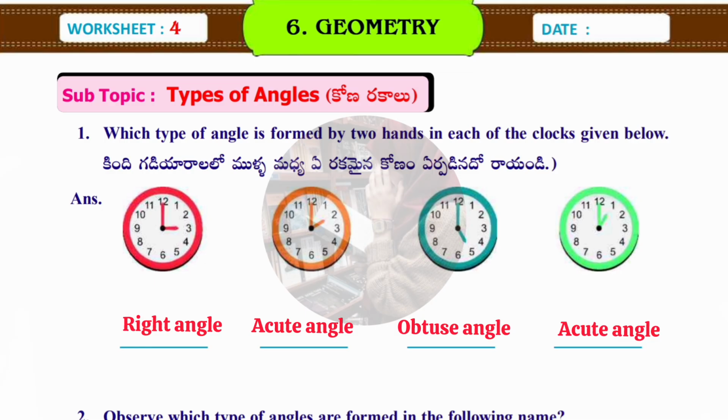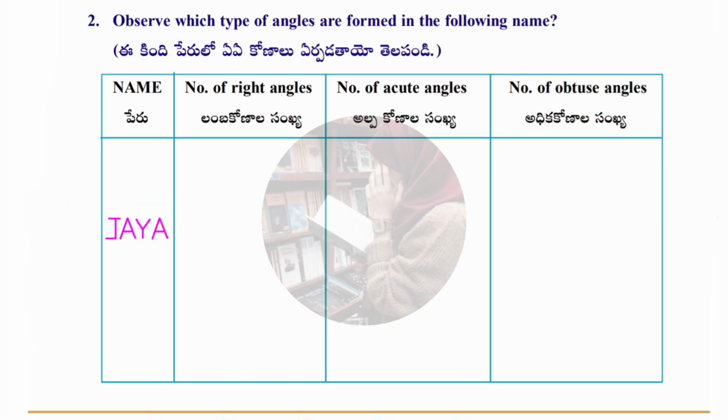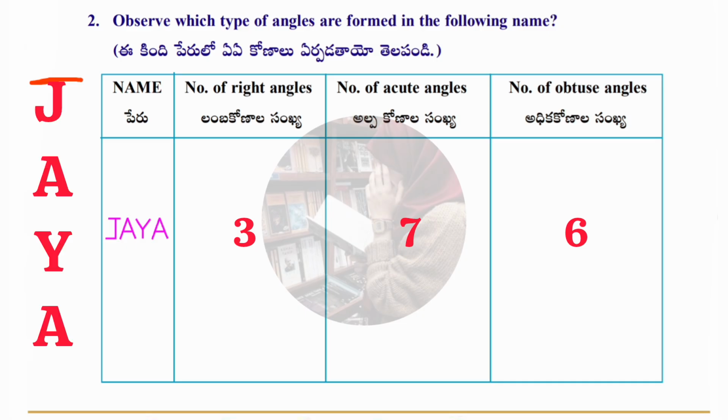Let's move on to the second question, which is observe which type of angles are formed in the following name. Here one name is given, Jaya. So we need to observe the name Jaya. Then we have to write down how many right angles are there, how many acute angles are there, how many obtuse angles are there. If you observe the letter J, here we are getting 3 right angles.